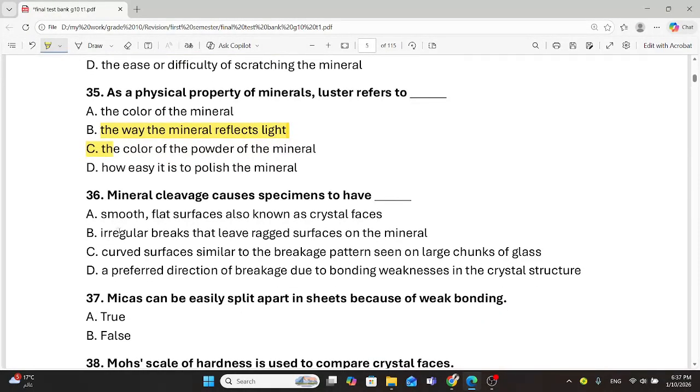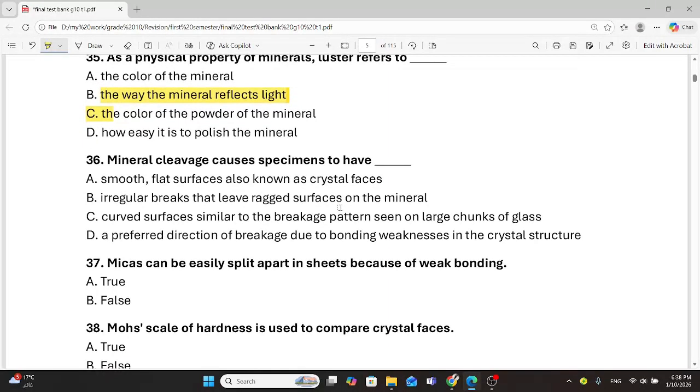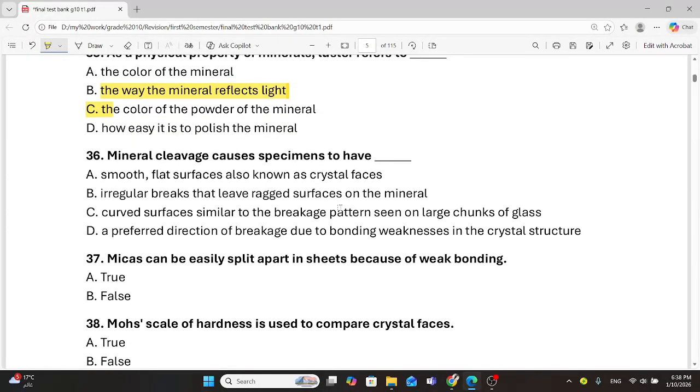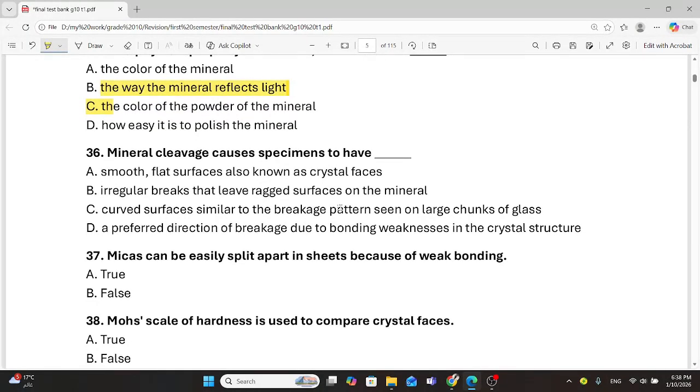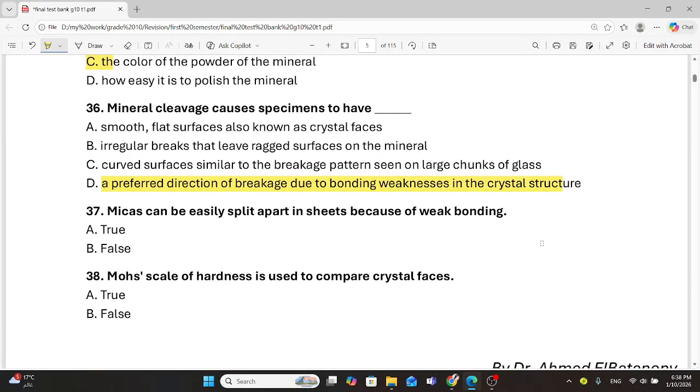طيب mineral cleavage causes a specimen to have smooth flat surface also known as crystal face. لا. irregular breaks that leave rough surface on the mineral. لا. curved surface similar to the breakage pattern seen on large chunks of glass. لا. preferred direction of breakage due to bonding weakness in the crystal structure. أو mica can be easily split apart in sheets because of weak bonding.